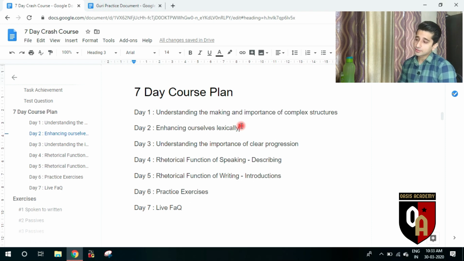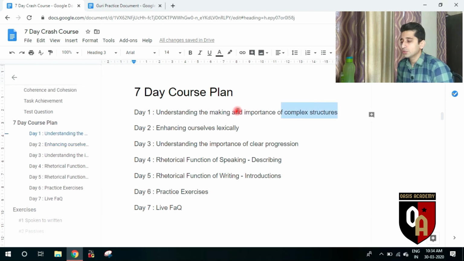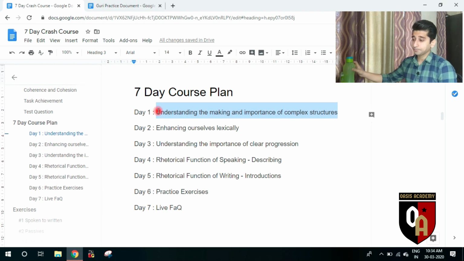So let's understand this course plan, in these 7 days, what we are going to do. Day one would be understanding the making and the importance of complex structures. As we discussed, the grammatical portion, first of all we are going to cover that. In this grammatical portion, we're going to discuss the complex structures, how we can form them, what are its types, and understand it better so we can use it more effectively in our writing style.